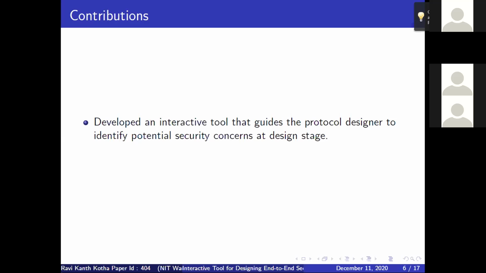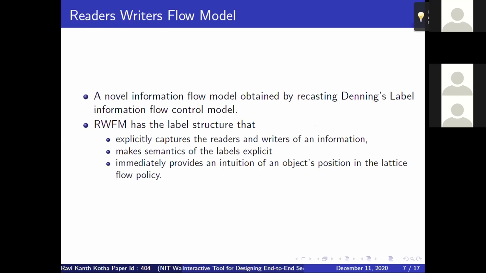So we have developed an interactive tool that guides the protocol designer to identify potential security flaws at the design stage itself. So how are we achieving it? Information flow models exist in the literature, which control the flow of information in a system. We have picked a novel information flow model called reader-writer flow model, which is obtained by recasting Denning's labeling information flow control model.